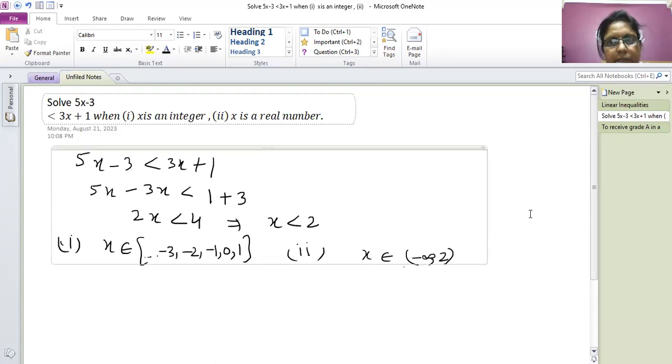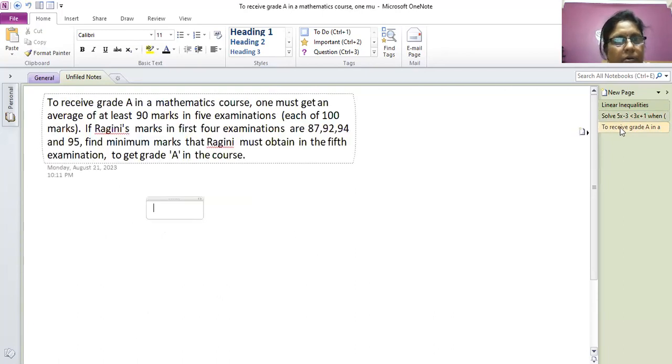Now let us take one more example. This is a word problem based on linear inequalities. To receive grade A in a mathematics course, one must get an average of at least 90 marks in the 5 examinations, each of 100 marks. If Ragini's marks in the first 4 examinations are 87, 92, 94 and 95, find the minimum marks that Ragini must obtain in the 5th examination to get grade A in the course.